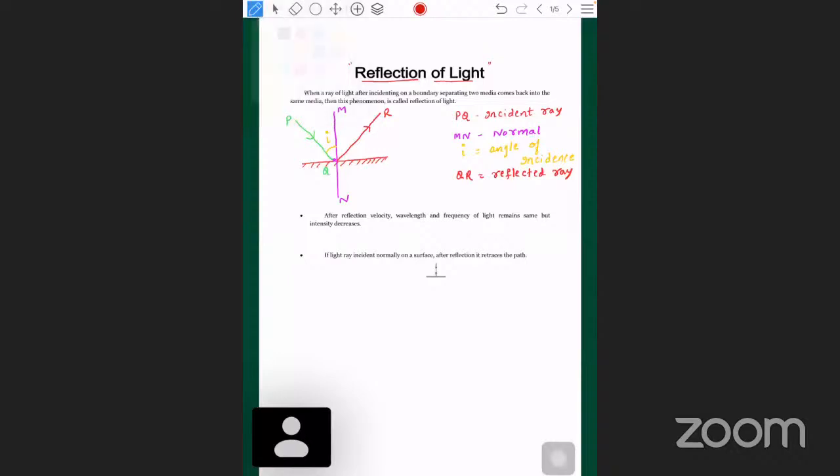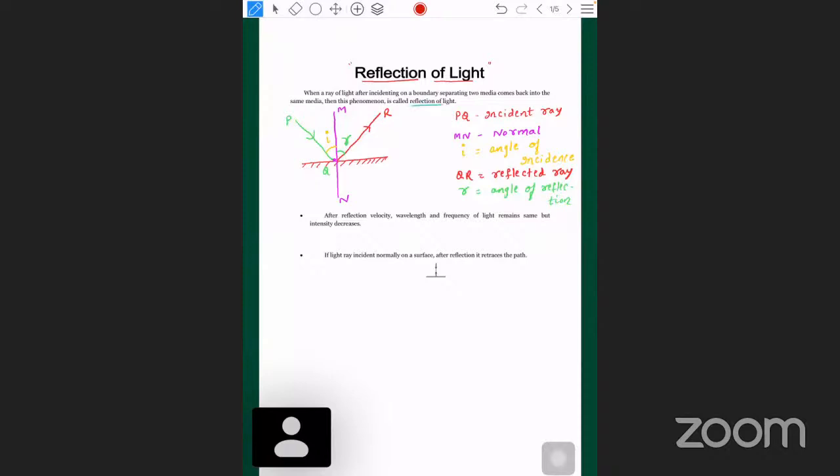And the angle made by the normal and the reflected ray is denoted with r. That r is called the angle of reflection. So what is the meaning of reflection, students? Whenever the ray of light is incident on any surface, if it comes back to the same media, what is that phenomenon called? It's reflection. Yeah, it is called the reflection of light.